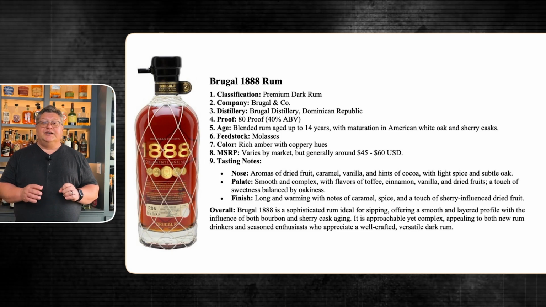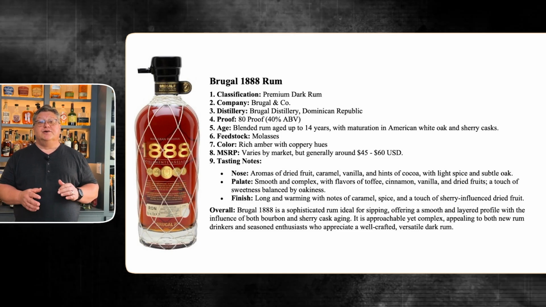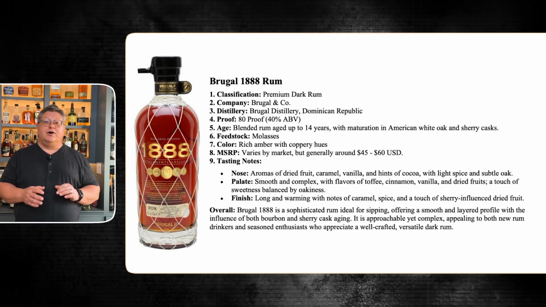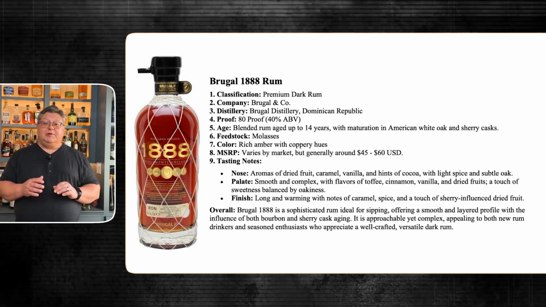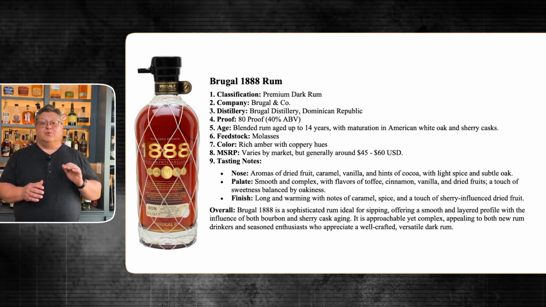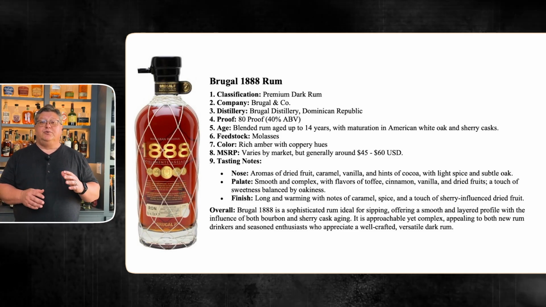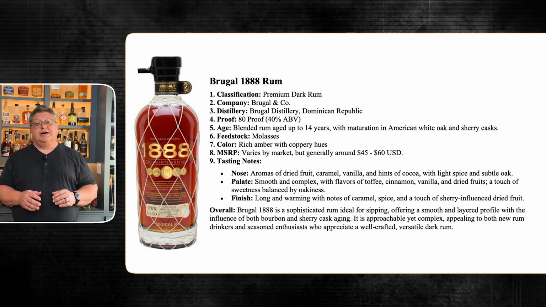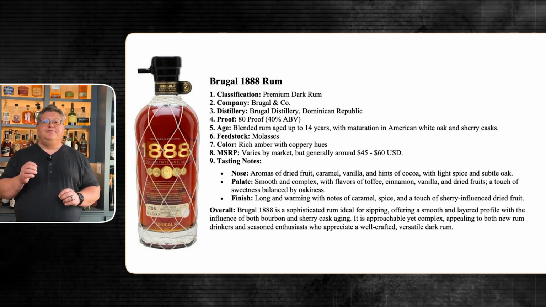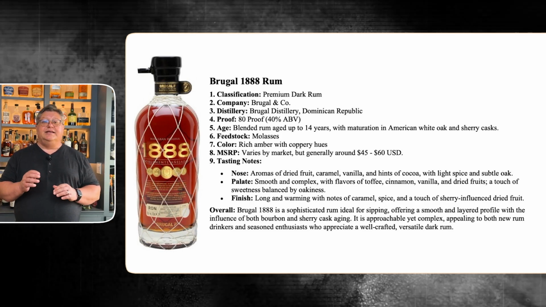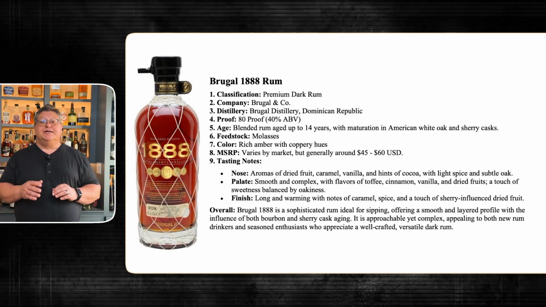At 80 proof, it's a blend of rum aged up to 14 years with maturation in American white oak and sherry casks. It's made from molasses, and the aged spirit is a rich amber color with coppery hues. The MSRP varies by market, but generally runs around $45 to $60 a bottle. The nose shows aromas of dried fruit, caramel, vanilla, and hints of cocoa with light spice and subtle oak.